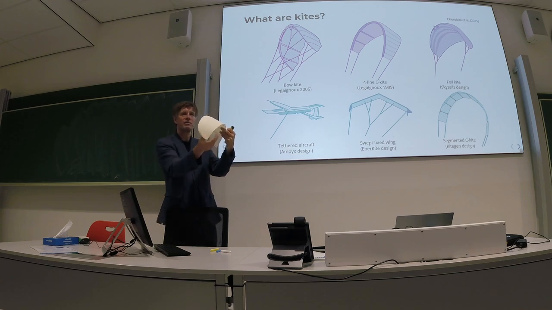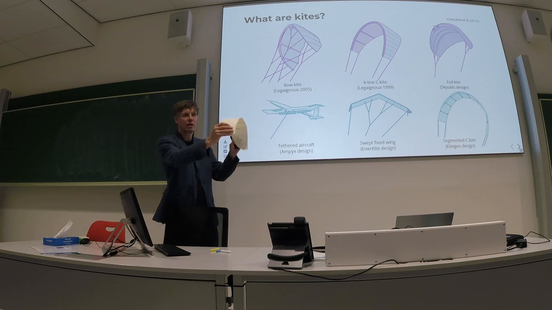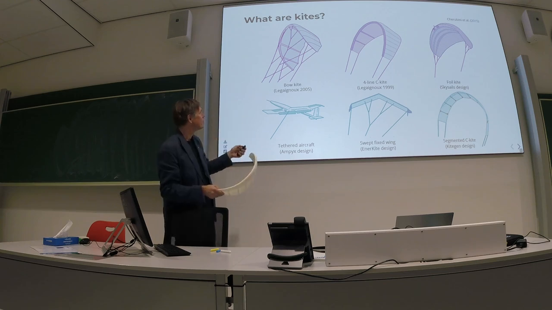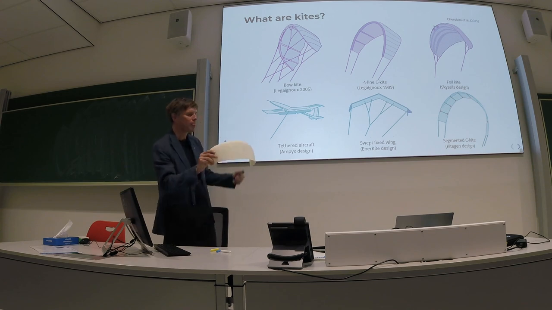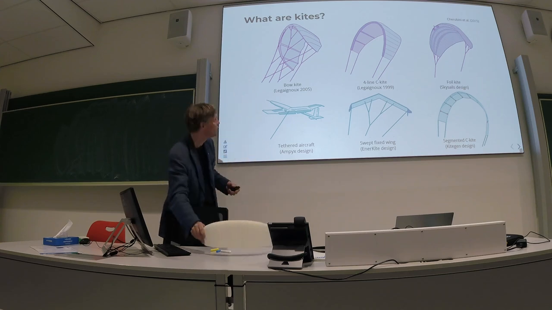With these steering lines, you can pull the tips or release both tips together and depower the wing. So this bow kite design is quite young, relatively, and it's used in kiteboarding, and we have adopted this in many airborne wind energy concepts.